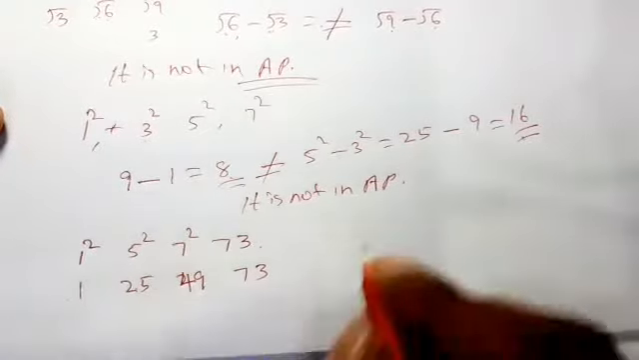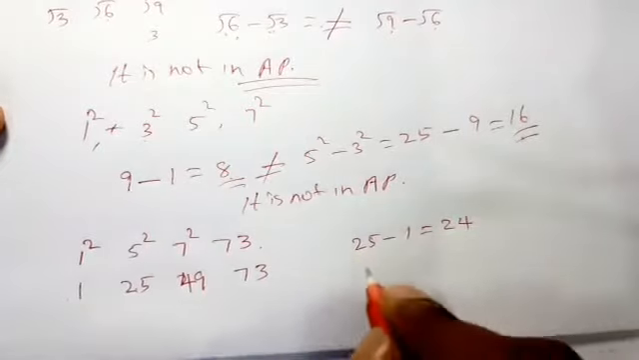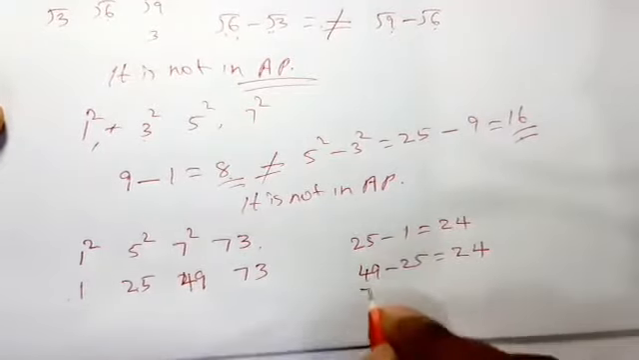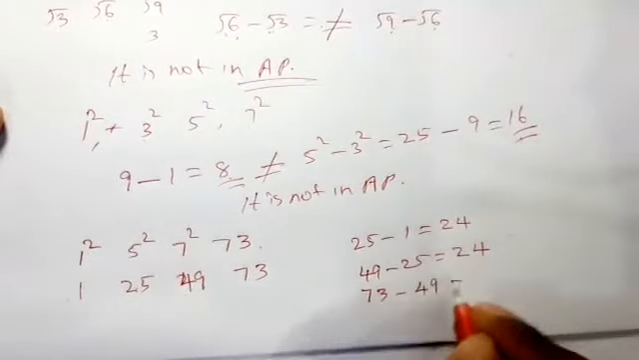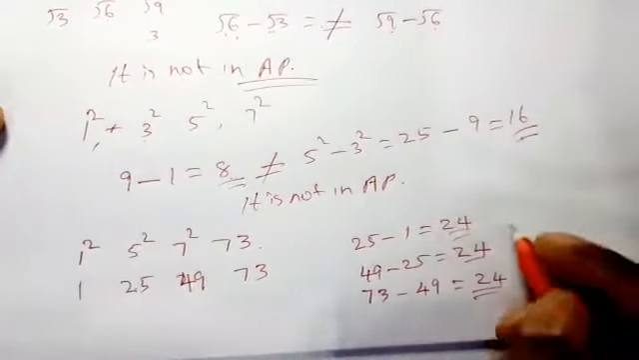Here 25 minus 1 is equal to 24. 49 minus 25 is equal to 24. 73 minus 49 is equal to 24. So each of these values is the same. So it is in AP.